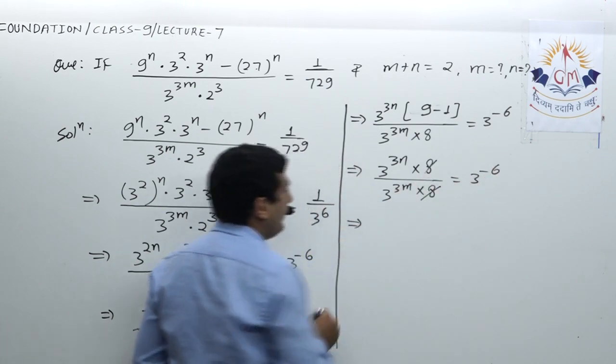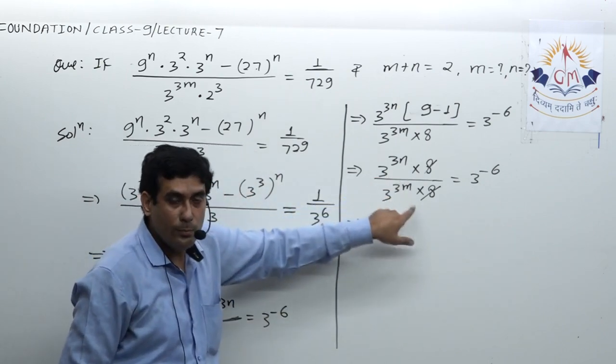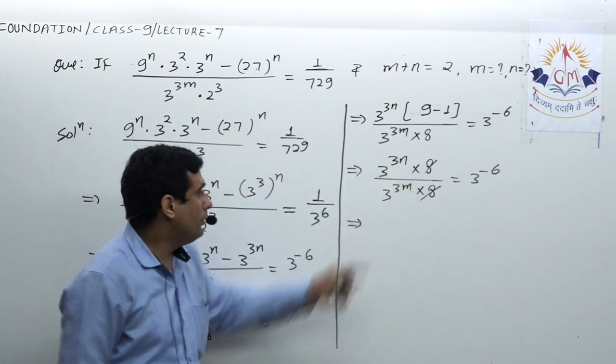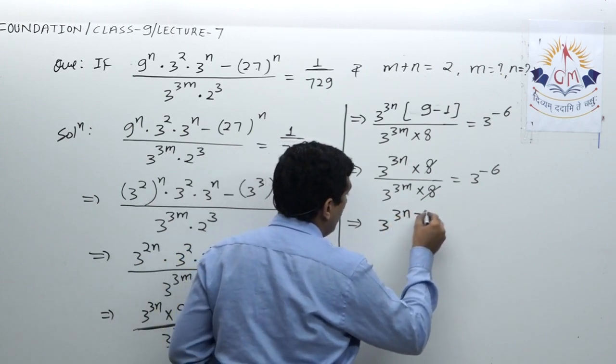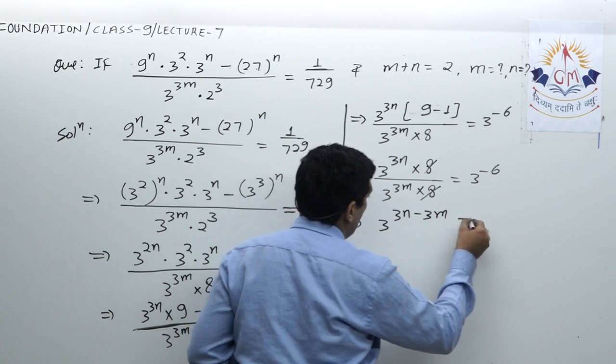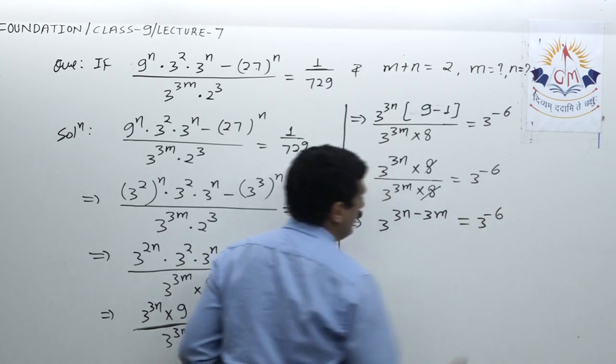Now over here I'll apply which law? Quotient law. So here I will get 3 raised to 3n minus 3m is equal to 3 raised to minus 6.